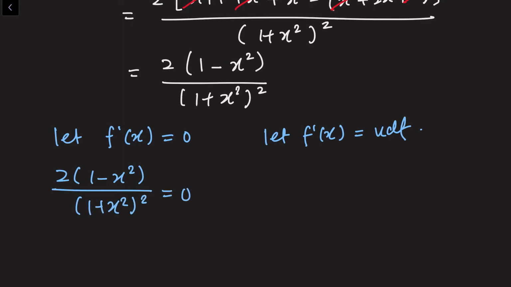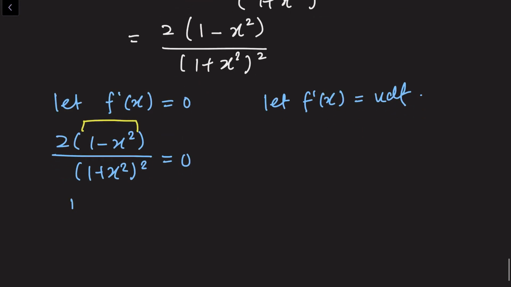Obviously, in order to make your left hand side 0, this part here has to be 0, right? Because you can't say, oh, 2 times what will give you 0? 2 times 0 will give you 0, and over whatever is still 0. So just have 1 minus x squared equals 0. So who's your x? Your x is plus or minus 1.